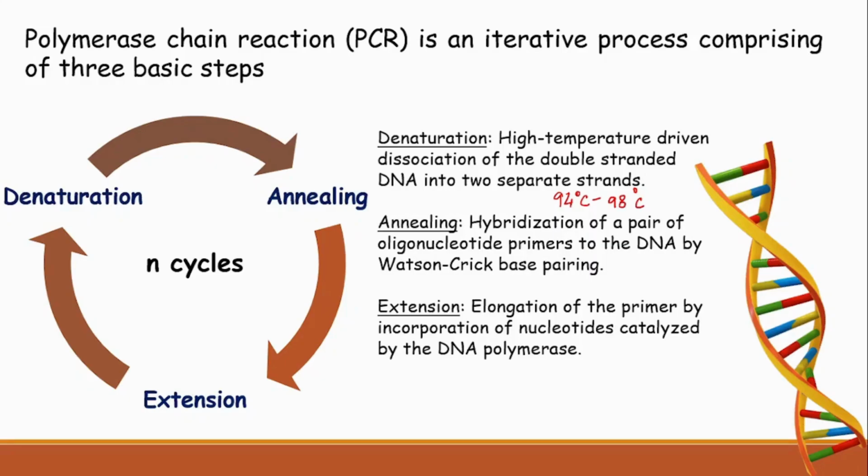Now, after dissociation of the double-stranded DNA into two separate strands, a pair of oligonucleotide primers are allowed to anneal or hybridize to these single-stranded DNA. Again, this hybridization is driven by Watson-Crick base pairing. And finally, extension, where the polymerase keeps on adding nucleotides to the newly synthesized strand based on the template DNA sequence. So the extension generally takes place at a temperature of 68 degrees Celsius to 72 degrees Celsius, again depending on the polymerase which is used for the reaction.